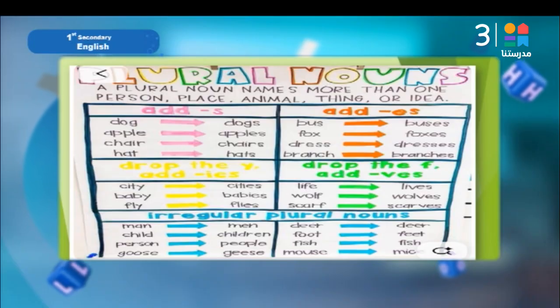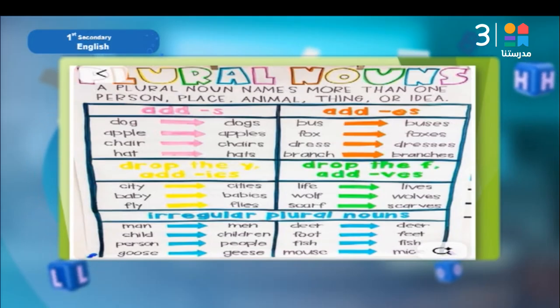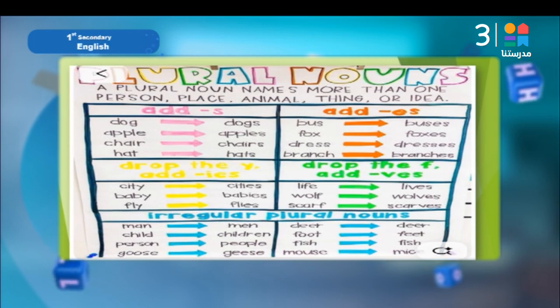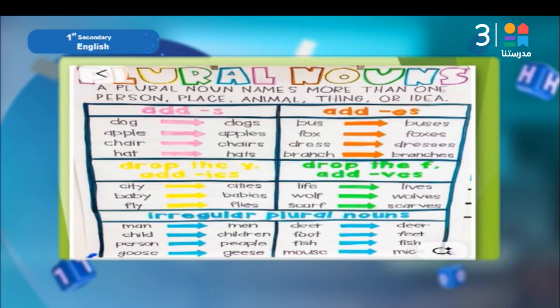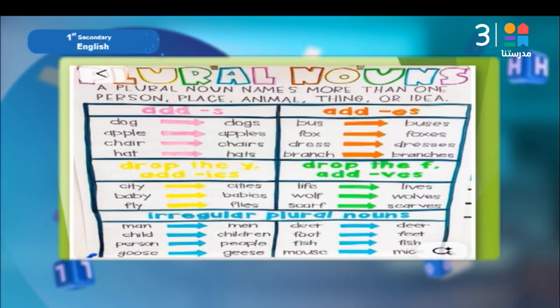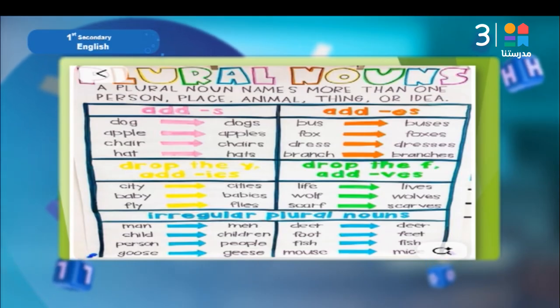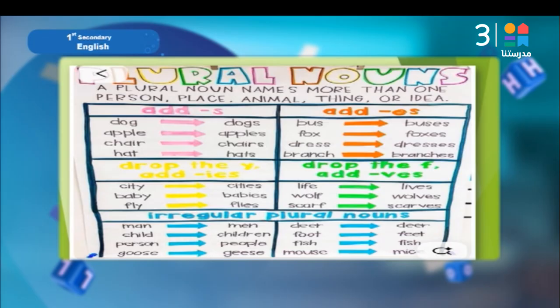For the plural nouns, for example, as we said before, if you look at the screen we can find some of the examples, some of the famous words that you may encounter in your curriculum. Man, men, child, children, person, people, goose, geese. Do you remember the game we played together at the beginning of the session when we got the plural of the irregular nouns? Yes. Deer, deer, foot, feet, fish, fish, mouse turns into mice.